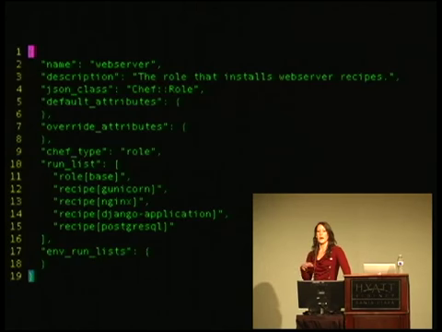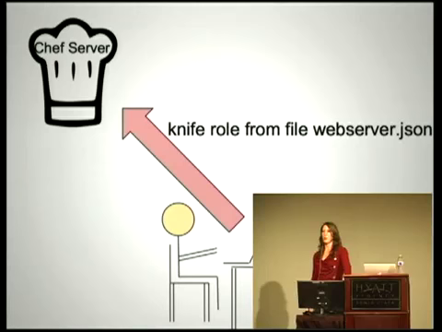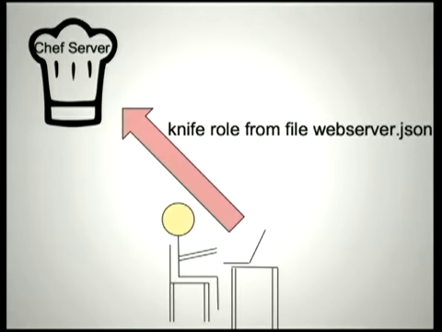So roles can essentially inherit from other roles, so you can create tree structures and have them interact this way. And then my web server role also installs Gunicorn, Nginx, Django application, and Postgres. Once I've created my web server role, I have to sync that up to my Chef server.